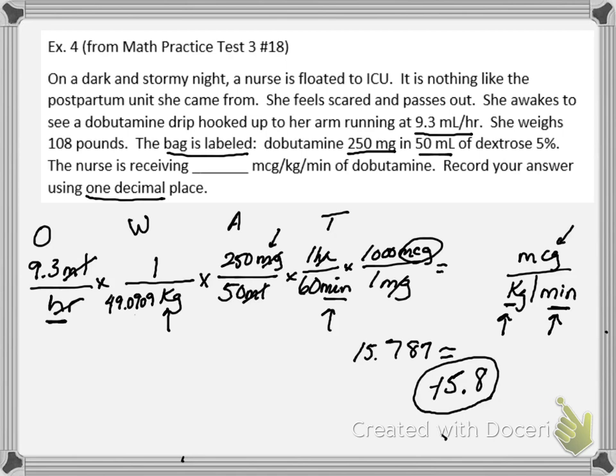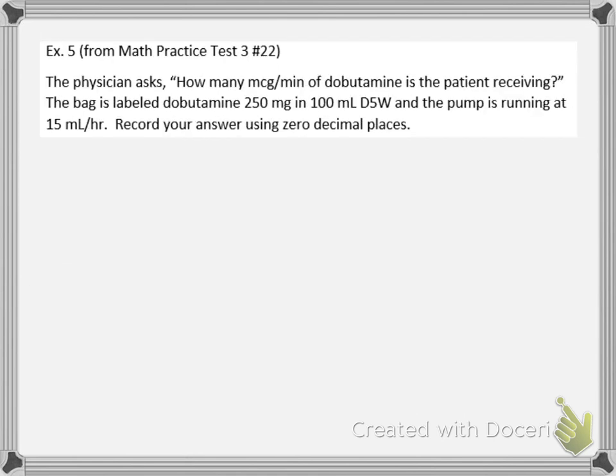Let's take a look at another example. This one is from the same math packet, number 22 in the math packet. The physician asks how many mcgs per minute of dobutamine is the patient receiving. The bag is labeled dobutamine, 250 mg in 100 mL D5W, and the pump is running at 15 mLs per hour. Record your answer using 0 decimal places. So I'm solving for mcgs per minute.